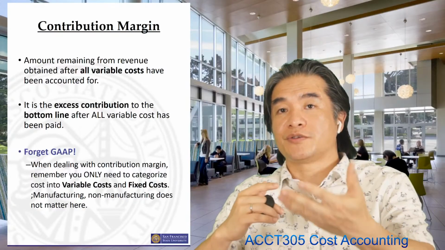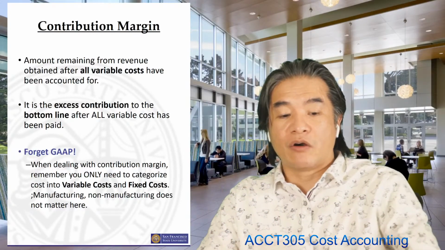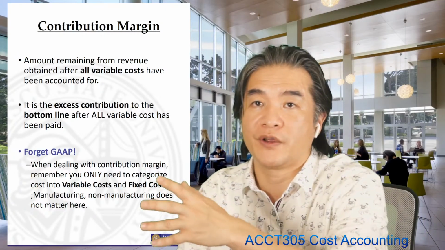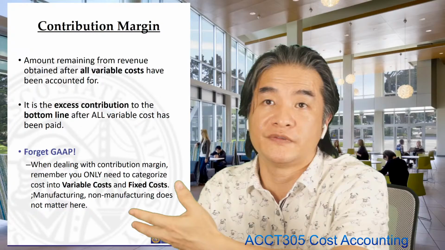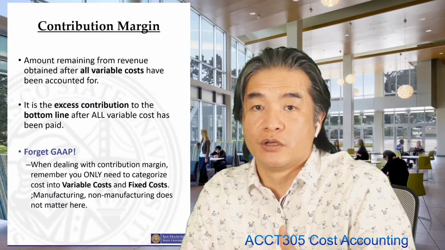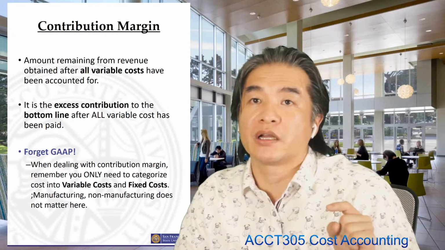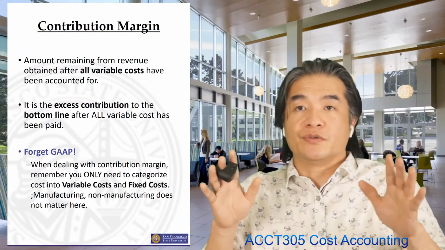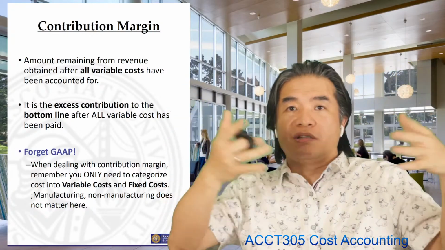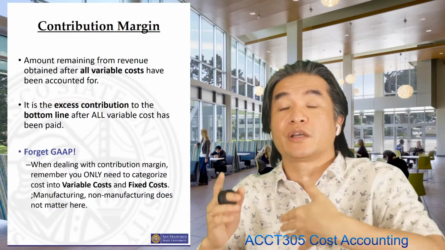This is not for financial reporting purposes at all. We are just doing this to see how every bicycle that we made, after all the variable costs are taken care of, can we have money left to contribute towards our bottom line? So this is a common point of confusion. The students say, oh, this is manufacturing, this is non-manufacturing. It doesn't matter when we are dealing with the contribution margin.